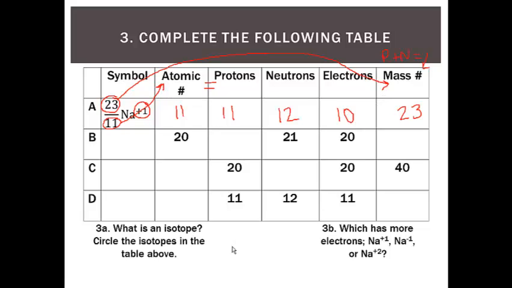All right, next one, we start with the atomic number, which again is equal to the number of protons. The mass number is protons plus neutrons, so that's going to be 20 plus 21, which gives me 41. So now we need to write our symbol. Atomic number 20, that's going to be calcium. The number on bottom is the atomic number. The number on top is the mass number. And I've got 20 protons and 20 electrons, so the charge here must be 0.